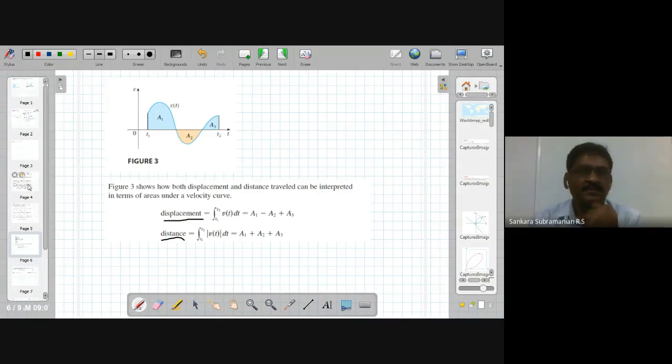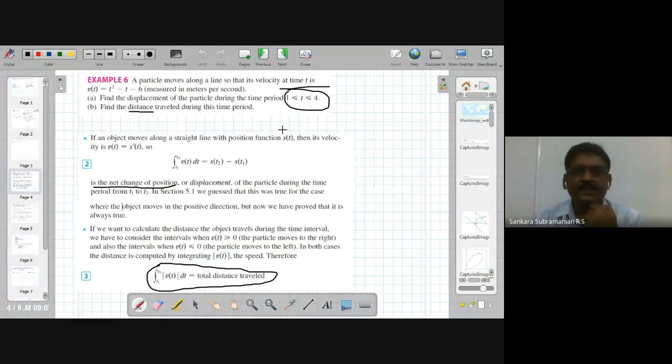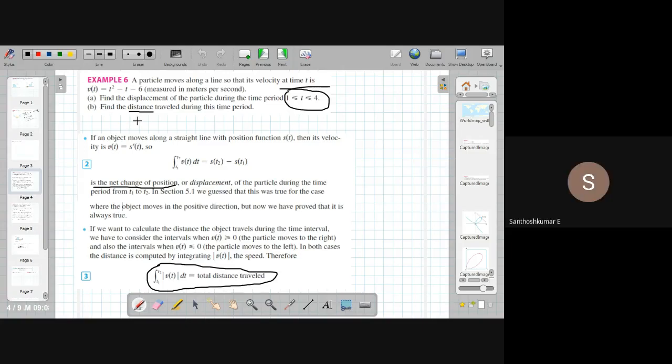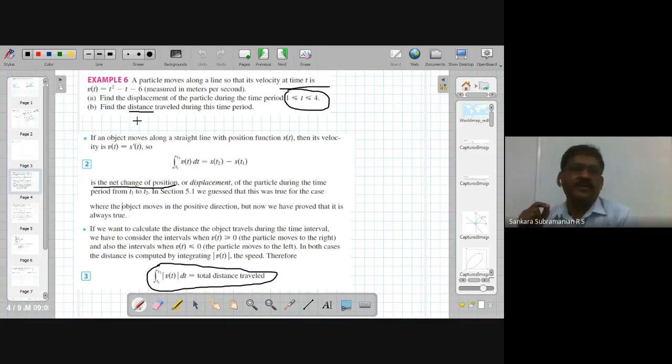So the question is, a particle moves along a line so that its velocity is given. Question number 1, find the displacement, which is simply the integral of v of t dt over the limits 1 to 4. And the second problem is the evaluation of the modulus of v of t. This is a very important point to be noted. Please note it down. Okay, now let us do the problem.